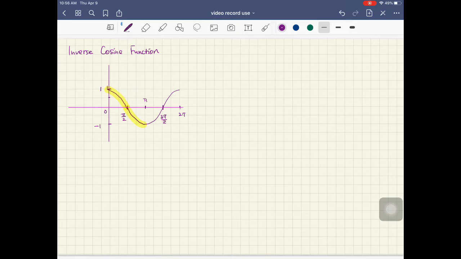So with this trimmed piece, I'm going to erase the rest of it. Then I can graph the inverse graph.